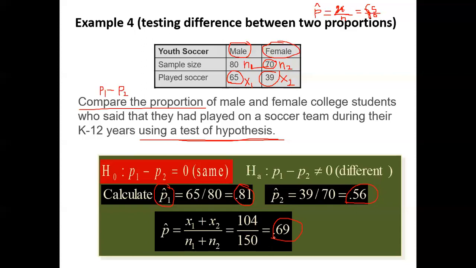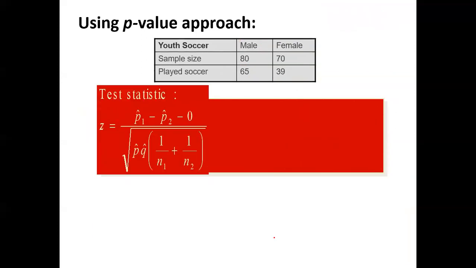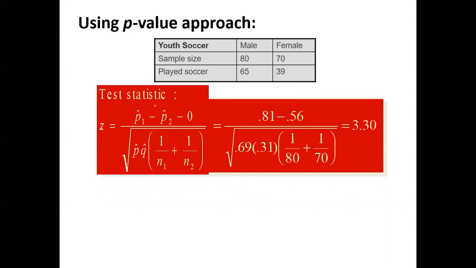After you get all the values for P hat, then you can start to calculate the second step, that is the test statistic. This is the formula for the difference between two proportions. When you insert the values, you will get 0.81 minus 0.56 divided by the square root of 0.69, which is the P hat, and 0.31 is the Q hat. How to get Q hat? 1 minus P hat. So 1 minus 0.69, you will get Q hat is 0.31.